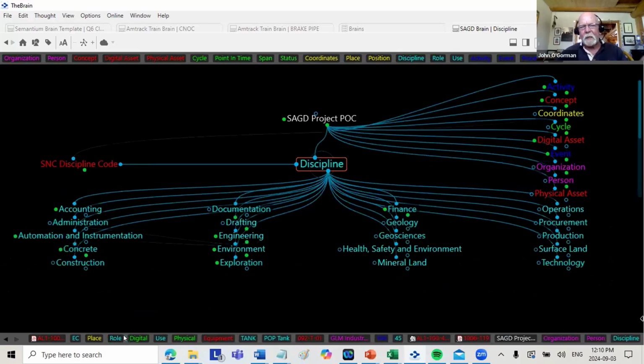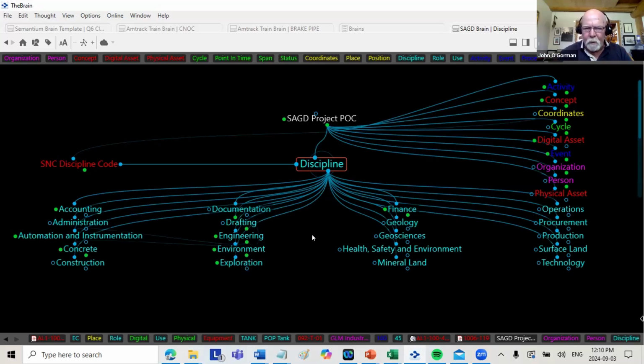So this is the SAGD project, a steam assisted gravity drainage project in oil and gas. The business objective of this one was they're trying to get their documents aligned because they were using several shared network drives. But in the process, they also wanted to identify key concepts, key people, key organizations, et cetera, et cetera.